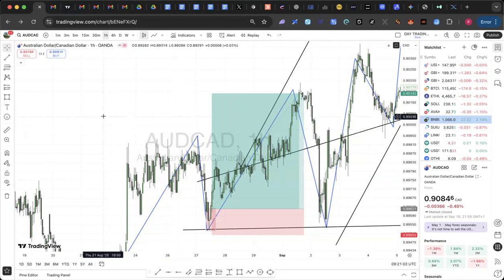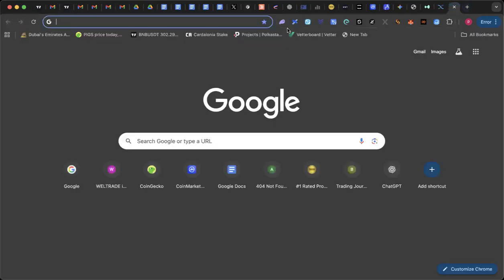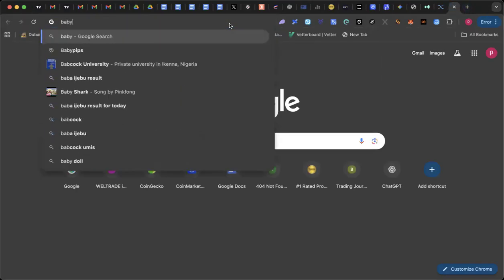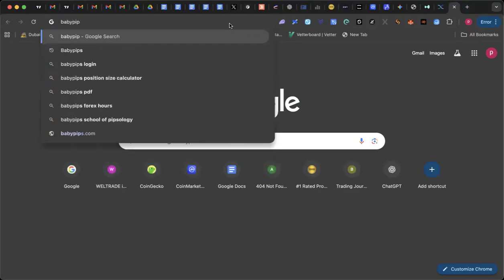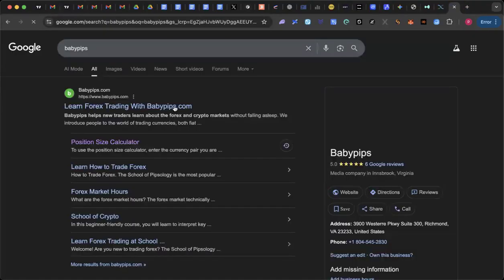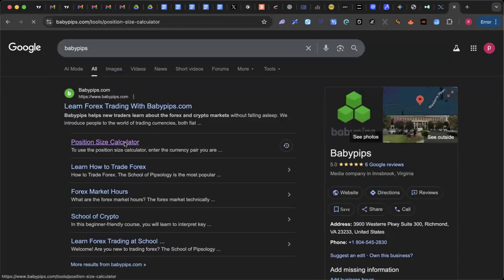I did it that when you are trading with a prop firm, you can always calculate your position sizing on babypips.com. So if you go to babypips.com, yeah, I know you are a beginner. I'm just giving you this so that it's going to help you. So you go to position sizing.